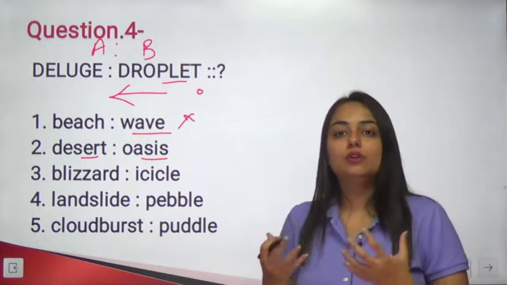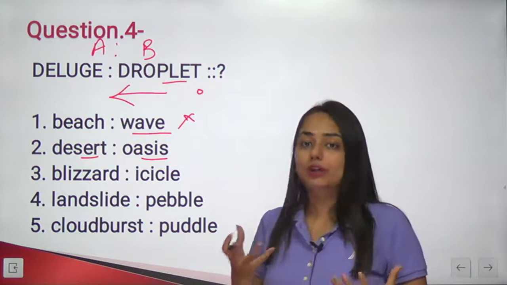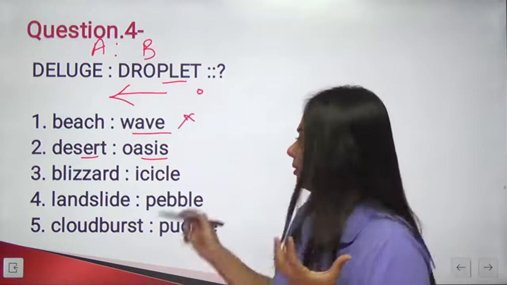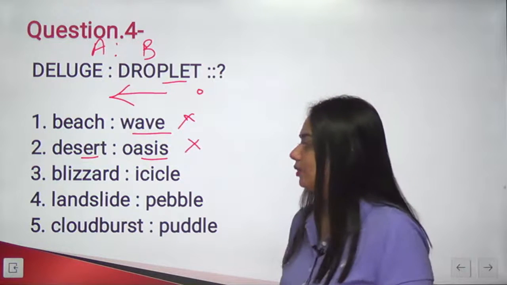So why will we even go on to look for the degree? Because they are not the same. We have to see something which is in some way the same. We can easily cancel out this one.